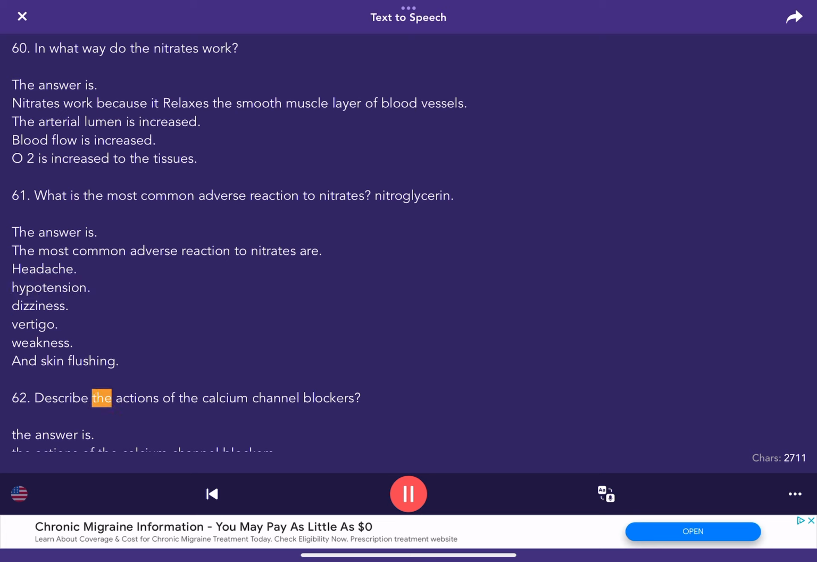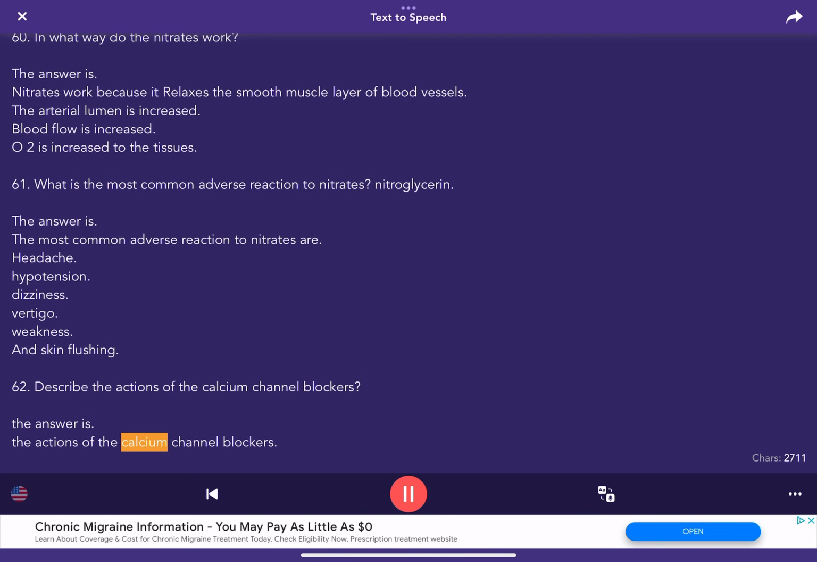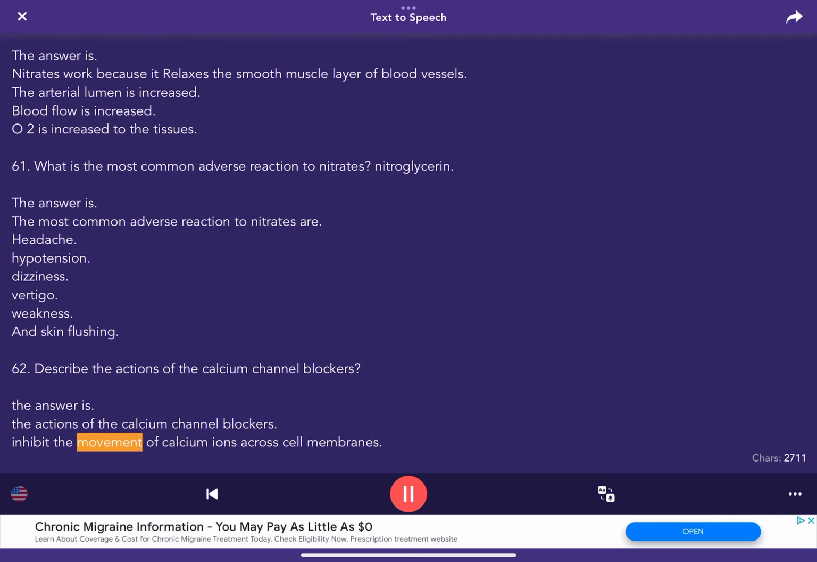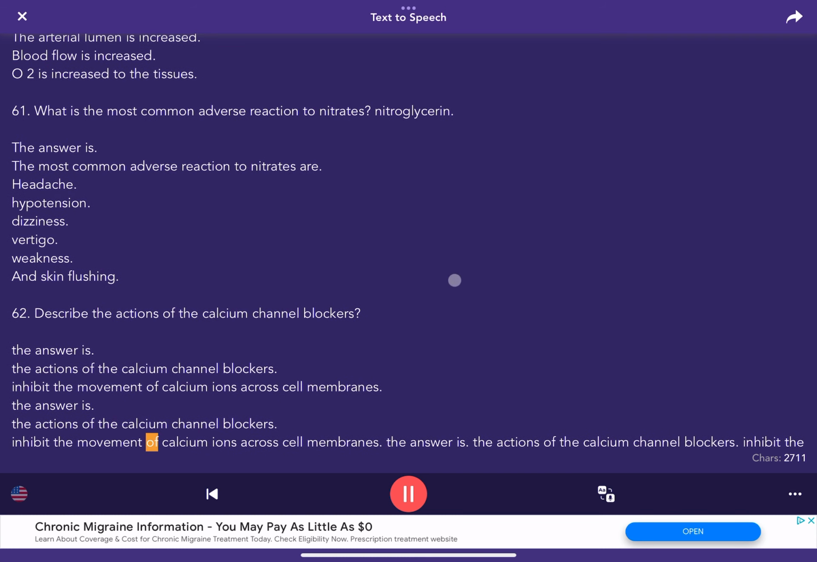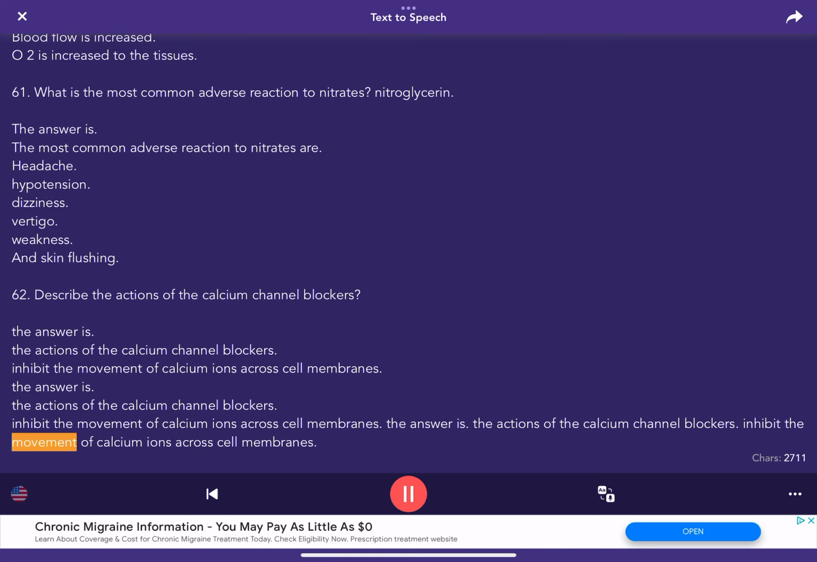62. Describe the actions of the calcium channel blockers. The answer is, the actions of the calcium channel blockers inhibit the movement of calcium ions across cell membranes.